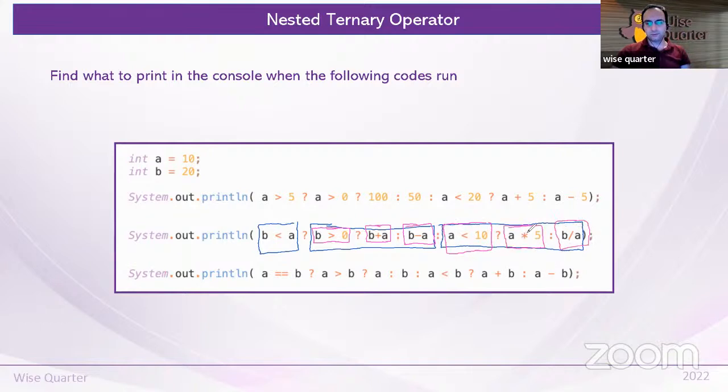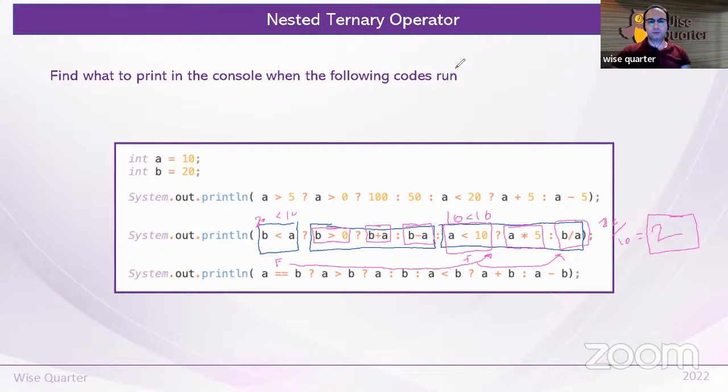True, false. Okay. Now I need to check if B is lower than A. B is 20. I'm writing 10. A is 10. It is false, right? So we need to directly go to the second part. And now check if A is lower than 10. 10 is not lower than 10. It is false. Then I need to go here. I need to make the calculation. The result of B divided by A, 20 divided by 10, is 2. It will print 2.